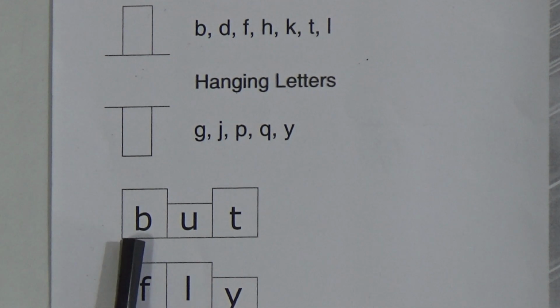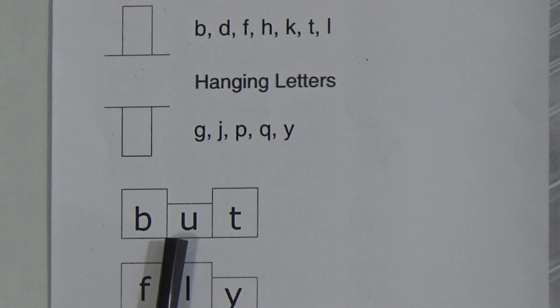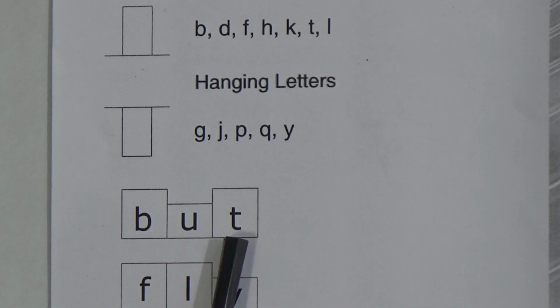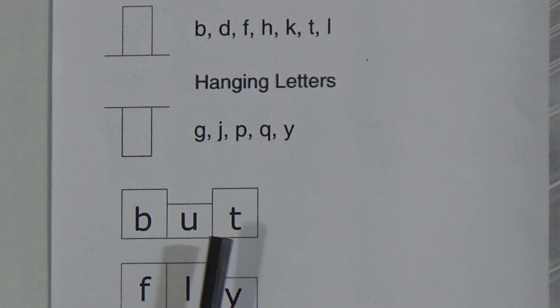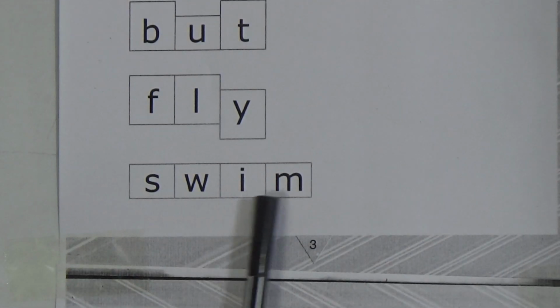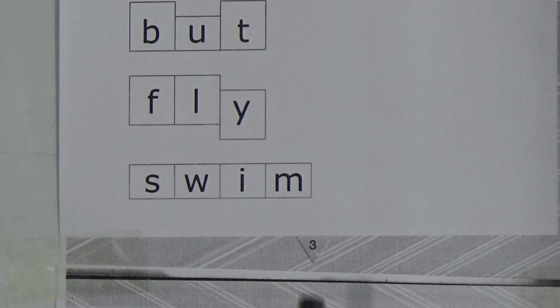Just look here. This is a tall letter B. This is a short letter U, and this is also a tall letter T. Then fly. Look at this: this is a tall letter, and this is the hanging letter. Here all the letters are short letters. So let's start our class.